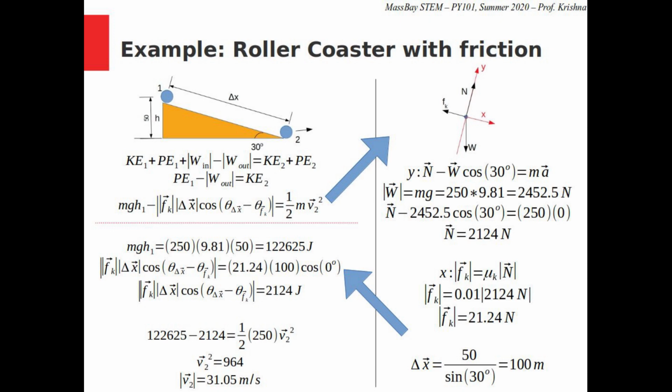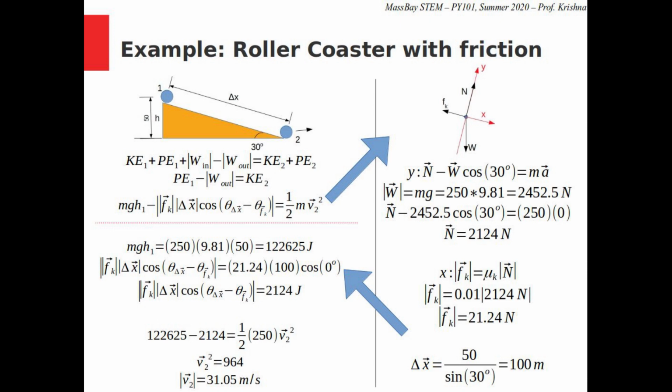So what we first have to do is to find out how big the friction force is, and for that we need more information. Let's say that the ramp had an inclination of 30 degrees and the coefficient of kinetic friction is 0.01. We can set up a free body diagram, sort of like what's shown in the right side of the screen, and we can calculate first the normal force and second the friction force. We end up with a friction force of 21.24 newtons.